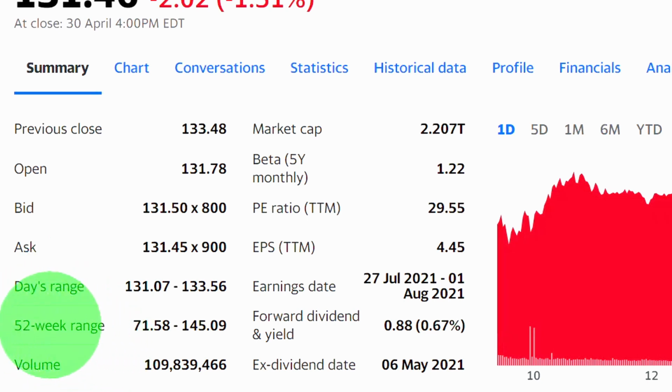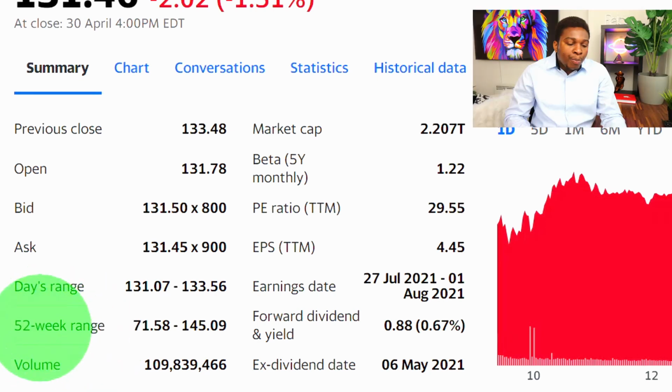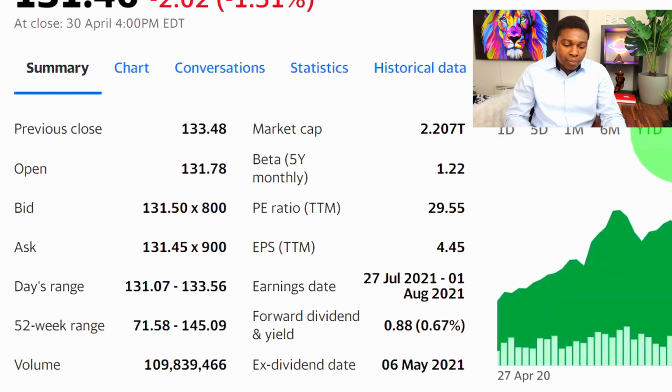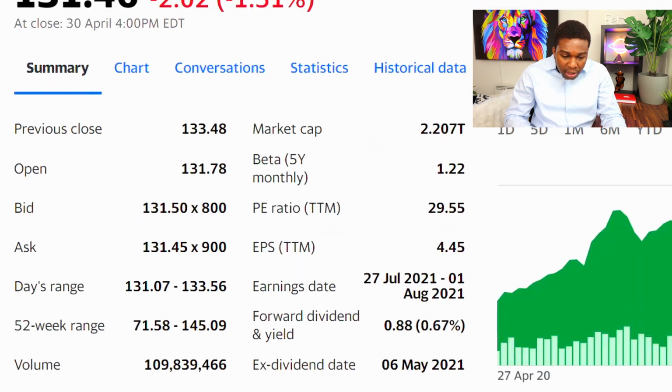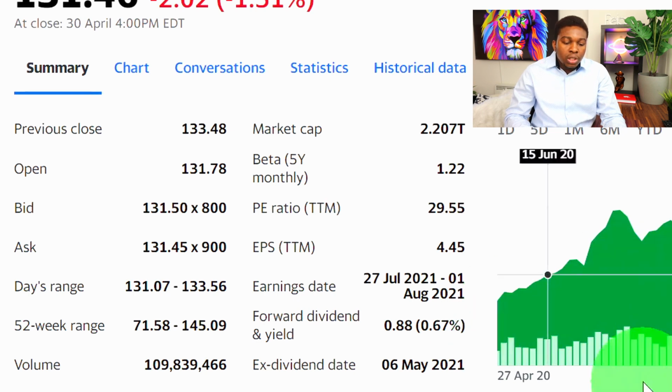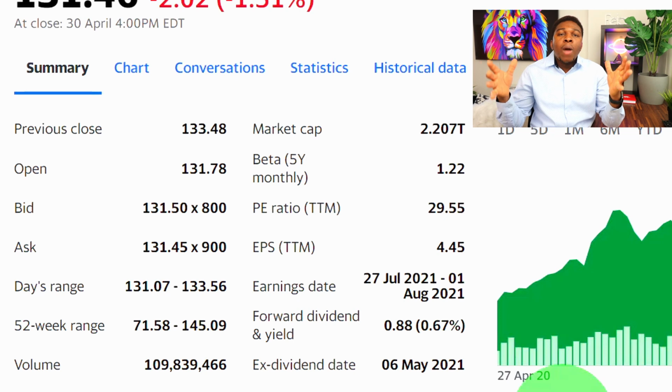It's telling us that for the last one year, or the previous one year, Apple's price has fluctuated from $71.58 to $145.09. So if I click on 1 year here, you will see that the price has moved from here to the maximum, which you can see here, around 145.09. So this is how the market has moved for one year.